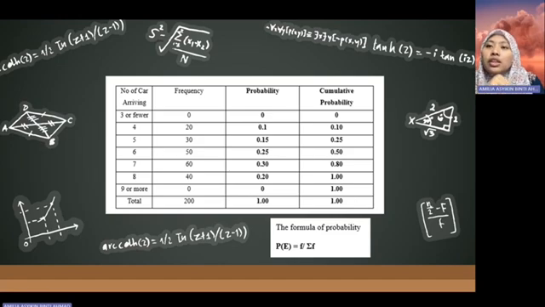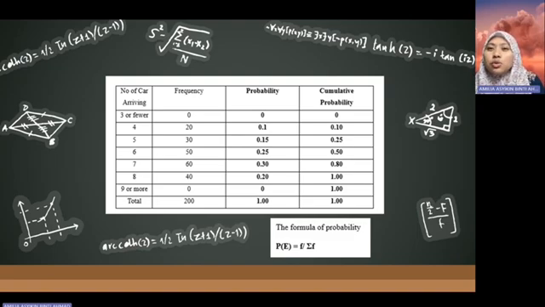0. 20 divided by 200, we will get 0.10. And 30 divided by 200, we will get 0.15. And 50 divided by 200, we will get 0.25. And 60 divided by 200, we will get 0.30. And 40 divided by 200, we will get 0.20. And last but not least, 0 divided by 200, we will get 0.